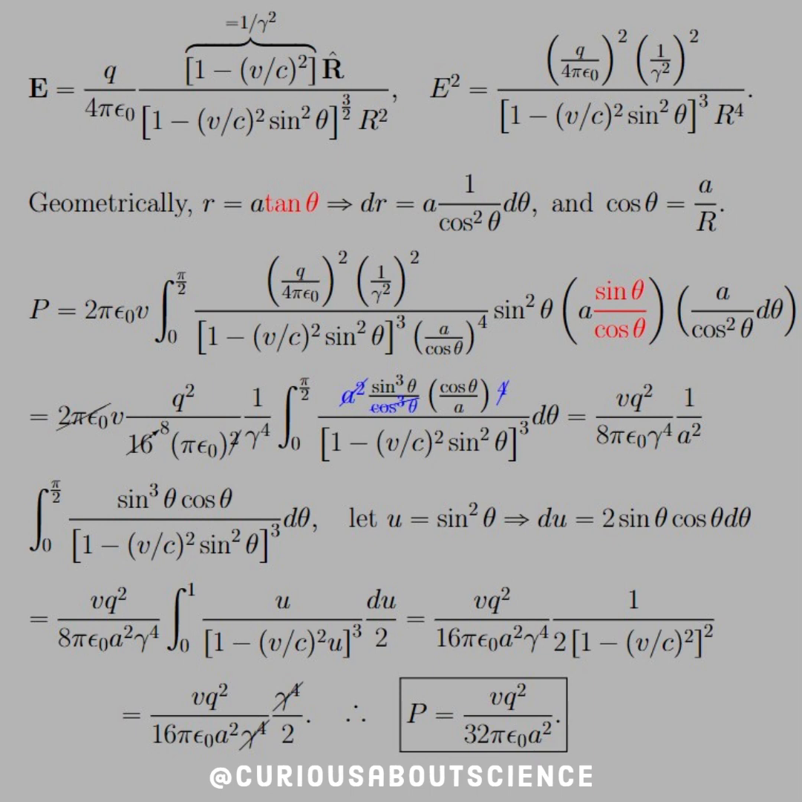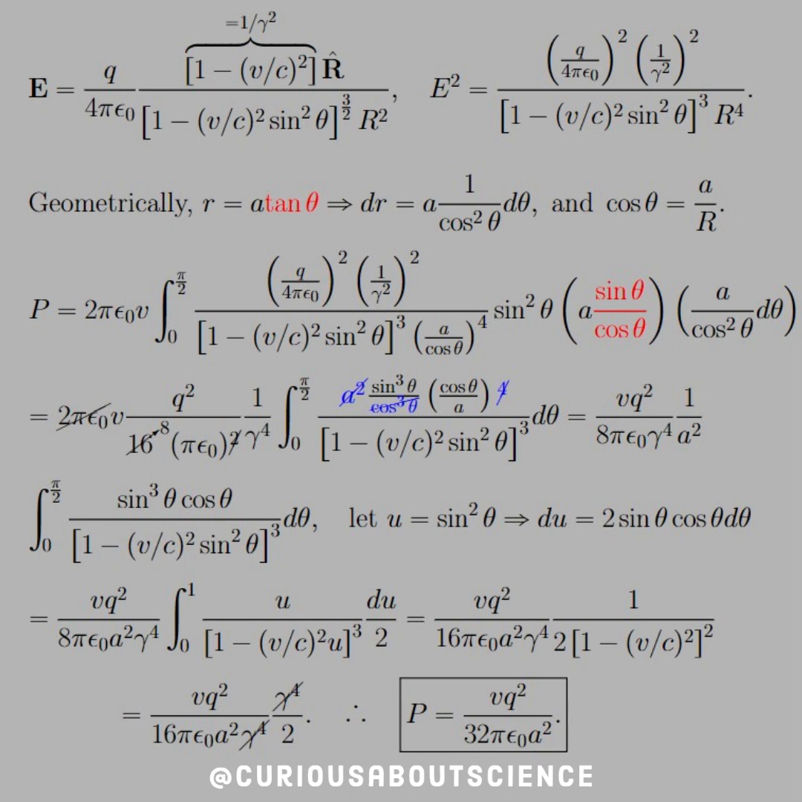Similarly, in the denominator, we have 1 minus v over c squared, sine squared theta, to the 3 halves power. Again, r hat and r squared are accompanying that. So if we take E squared, then we have the dot product of E with itself, and we get a lot of square terms here. So let's be careful with that. We square everything that we can.